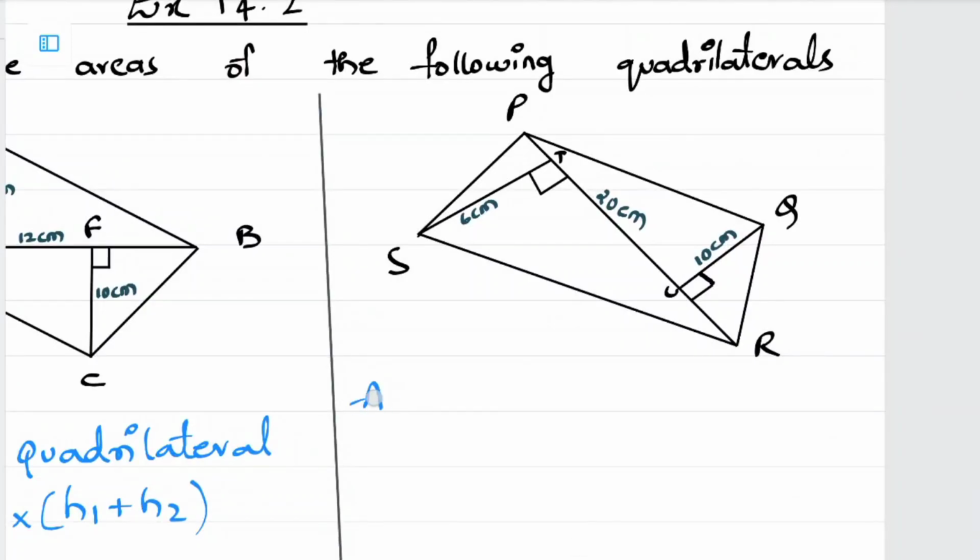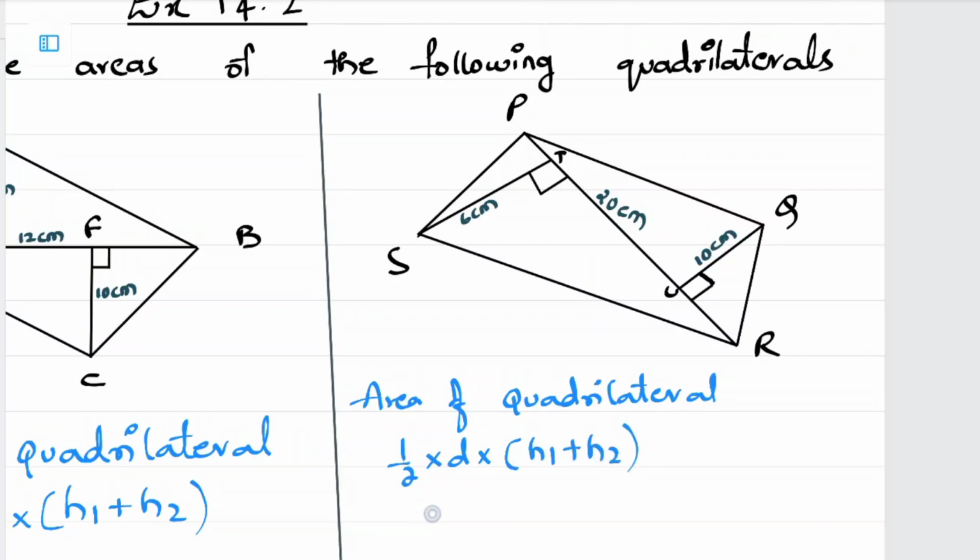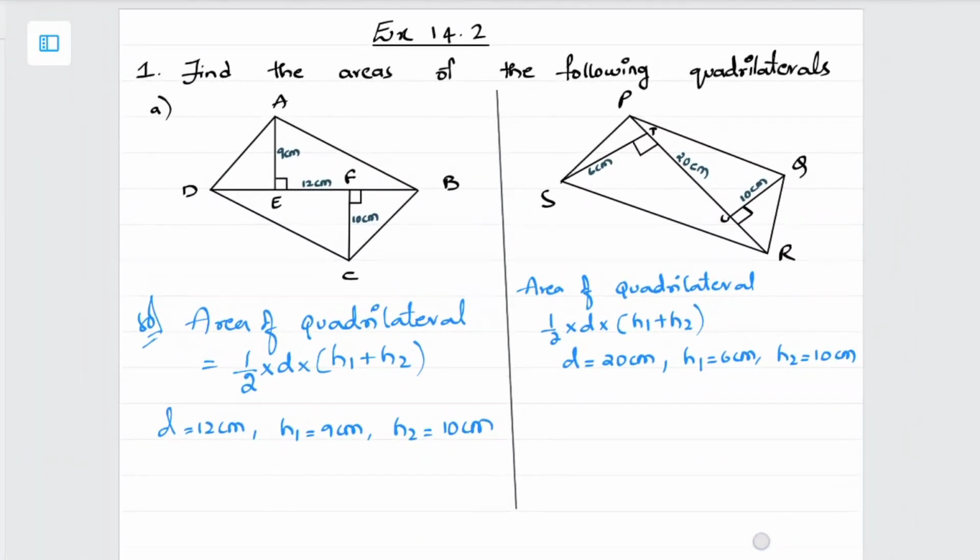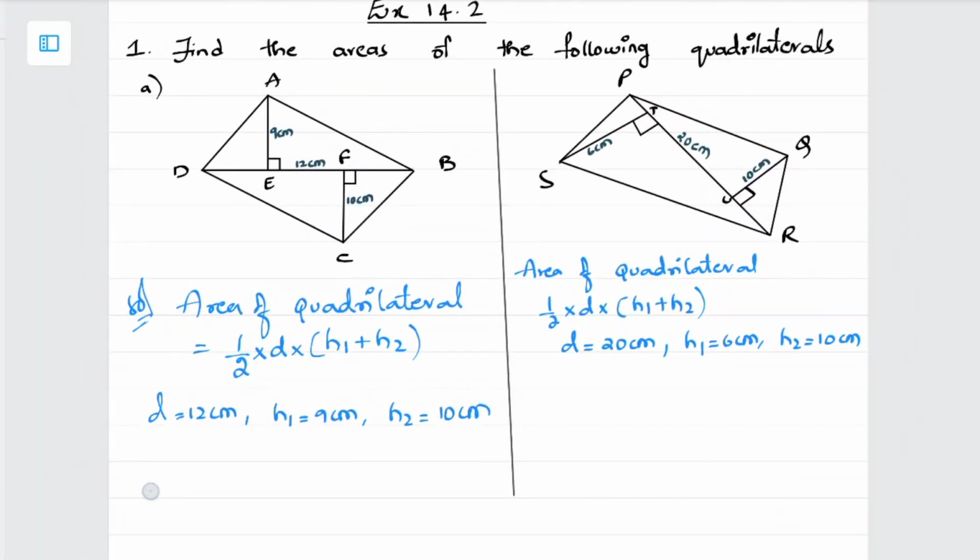No, same area of quadrilateral. Half into diagonal into H1 plus H2. What is the diagonal length they have given? Diagonal PR is 20 centimeters. Height 1 is 6 centimeters and height 2 is 10 centimeters. Sir, if by mistake we take height 1 and height 2 and change them, nothing will happen.